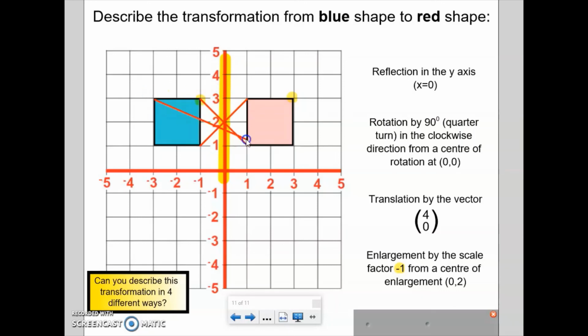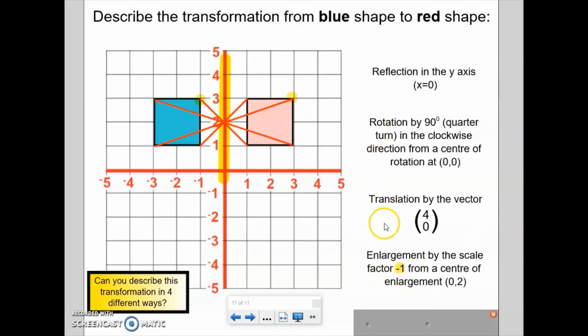So if I was to match up all the corresponding sides, you can see that the center of enlargement would occur at 0, 2. We come out the other side of the center of enlargement because of that negative scale factor. So there's at least 4 ways to explain this transformation. We could have also had a rotation of 180 degrees around the point 0, 2. So there's a further description of the transformation that could have occurred.